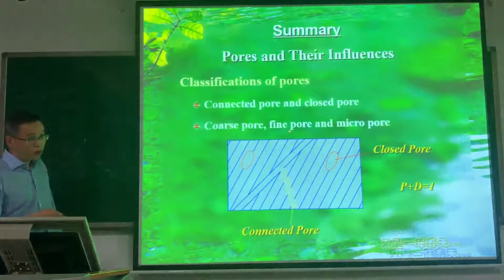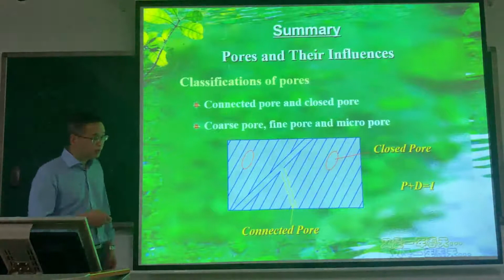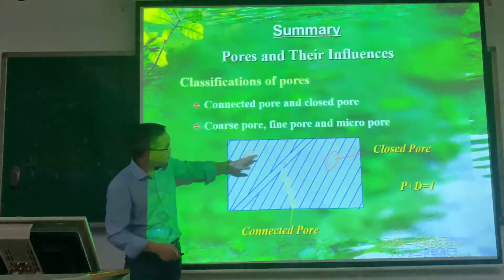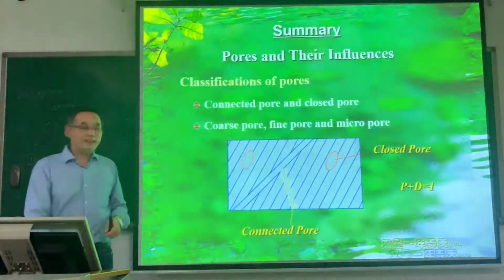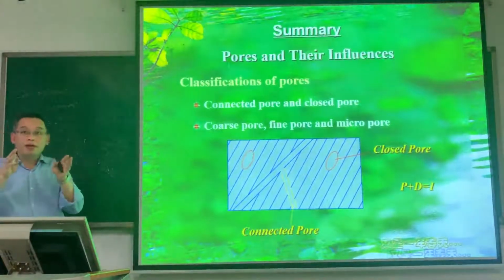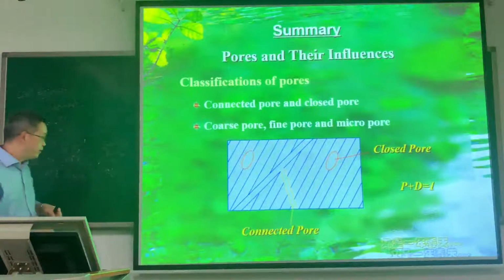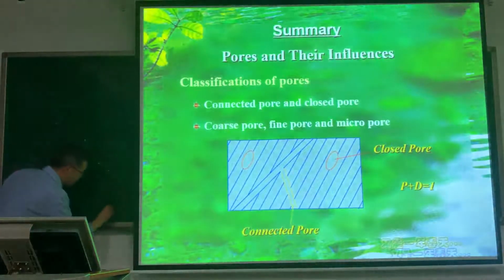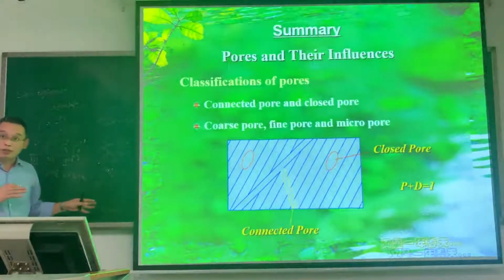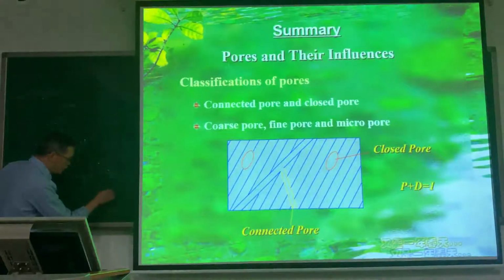The classification of the pores. The first one is the connected pore, and another one is the closed pore. So what does this mean? For example, I give you a piece of concrete. In this piece of concrete, we have learned there are a lot of pores in it.